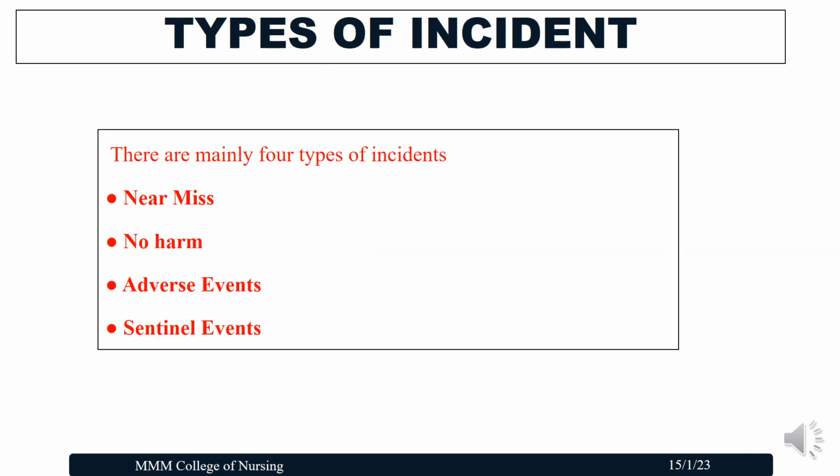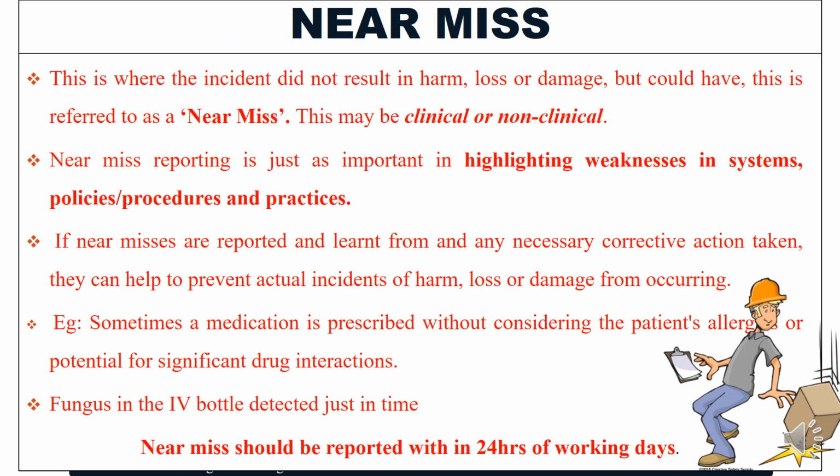Types of incident. There are mainly four types of incident, which include near miss, no harm, adverse events, and sentinel events. The first type of incident is near miss. This is where the incident did not result in harm, loss, or damage, but could have. This is referred to as a near miss.